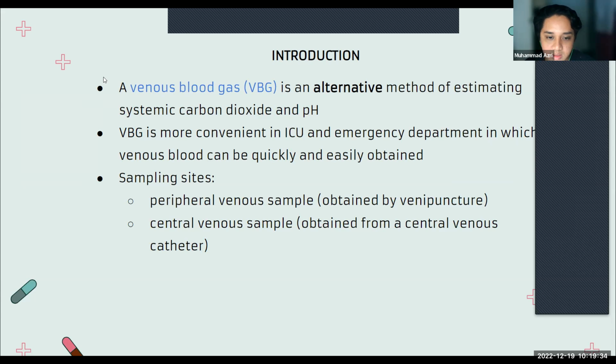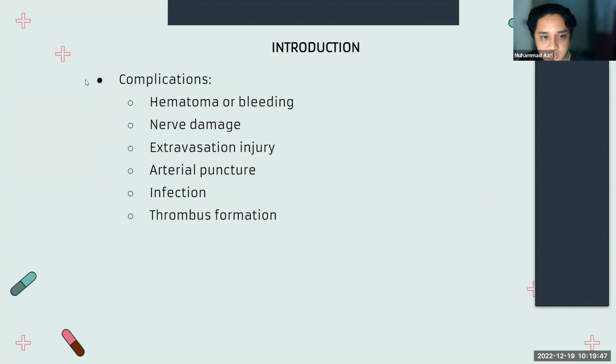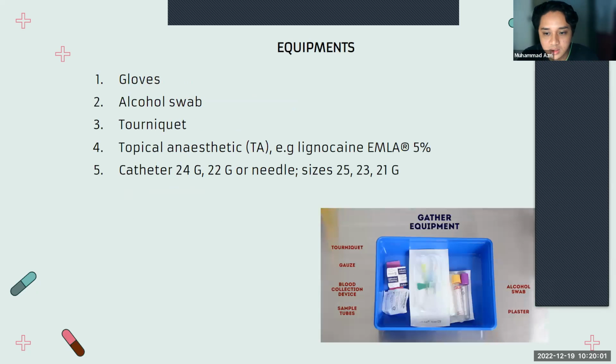So the sampling site for venous blood sampling: for a peripheral venous sample, we can obtain it from venipuncture. For a central venous sample, we can obtain it from the central venous catheter. Complications associated with this procedure mainly result from the puncture itself, which are hematoma or bleeding, nerve damage, extravasation injury, arterial puncture, infection, and also thrombus formation. The equipment needed for this procedure includes gloves, alcohol swab, tourniquet, topical anesthetic, catheter, and also needle.